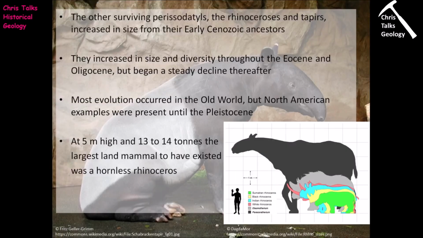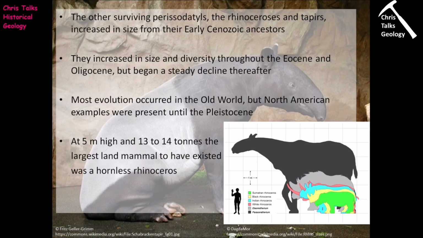The other surviving Perissodactyla group, so that's the rhinoceroses and the tapirs, increased in size from their early Cenozoic ancestors. So this increase in size and diversity occurred throughout the Eocene and into the Oligocene, but from that point on there's been a steady decrease in the number of species of both the rhinoceroses and the tapirs. Now, most of their evolution occurred in the Old World, so that's Africa, Europe and Asia, but North American examples were present until the Pleistocene.